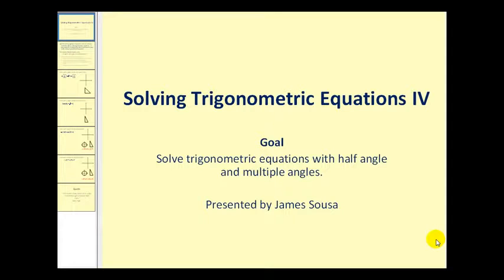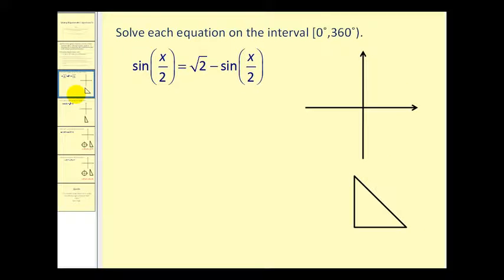Welcome to the fourth video on solving trig equations. The goal of this video is to solve trig equations with half angle and multiple angles. We want to solve this equation on the interval from 0 to 360 degrees. And notice what's different about this one is we have half angles. But let's go ahead and approach this in the same way.